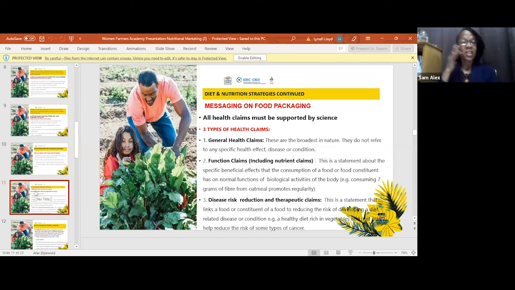That's their decision. So for example, you have what is listed there, that all health claims must be supported by science. And this speaks of honesty.